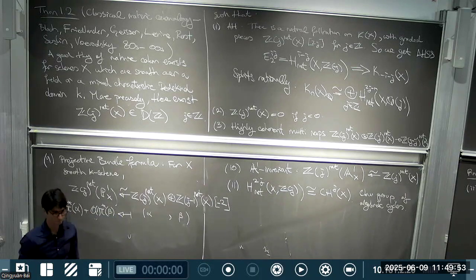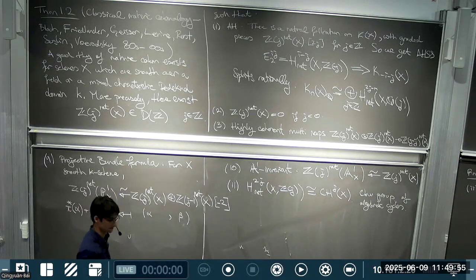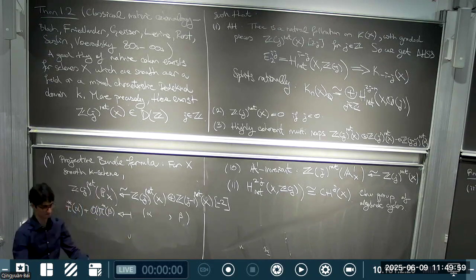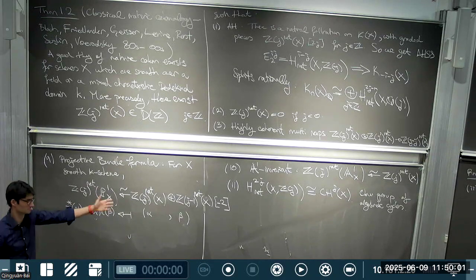Would this require some comparison theorem? That does, yeah. I mean, if you just output motivic cohomology from some machinery, say, motivic homotopy theory, that doesn't look obvious.